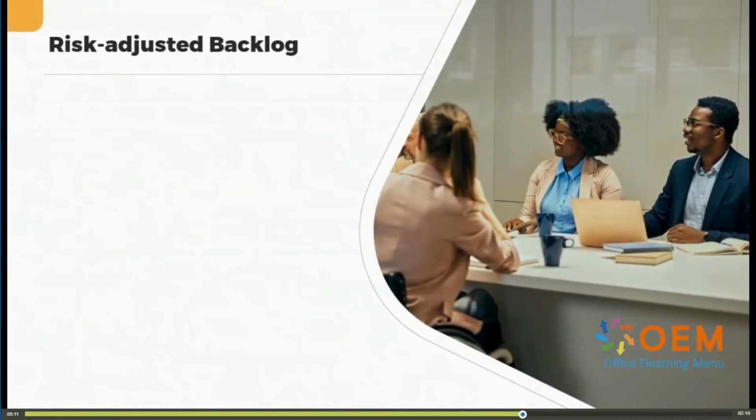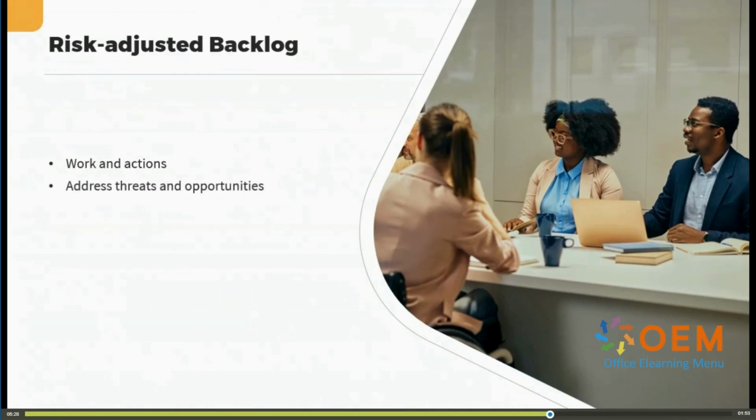Now, project managers must always be prepared to address both threats and opportunities that can impact a project. And the risk adjusted backlog is a dynamic artifact that includes work items and actions related to risk management. Within this backlog, project managers identify tasks and activities that address identified risks. These tasks aim to mitigate threats or exploit opportunities that could affect project outcomes. By integrating risk management directly into the backlog, project managers ensure that risk related work is prioritized and managed alongside regular project tasks, which increases the project's overall resilience.